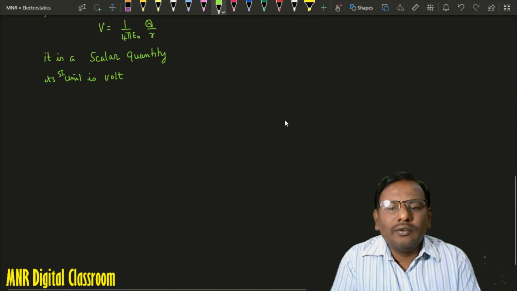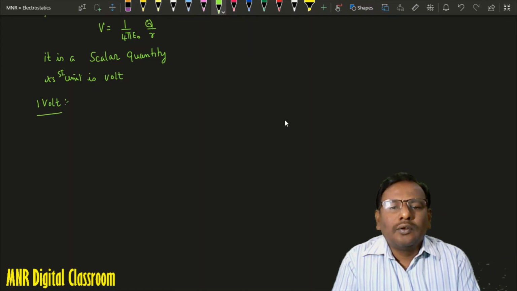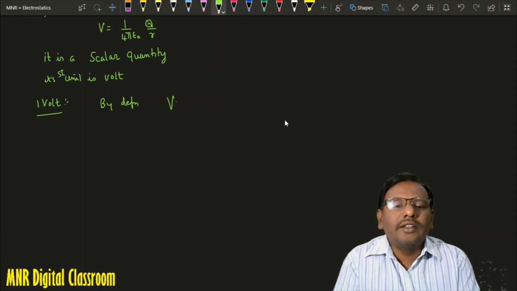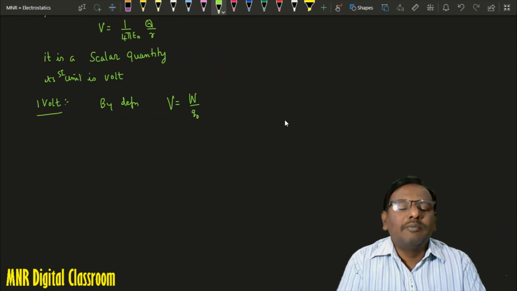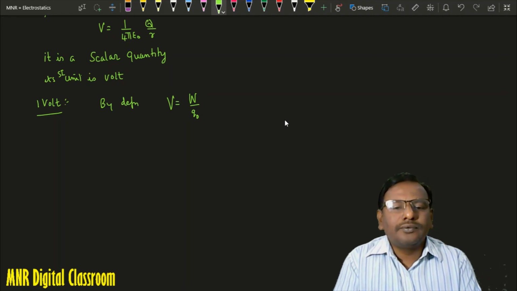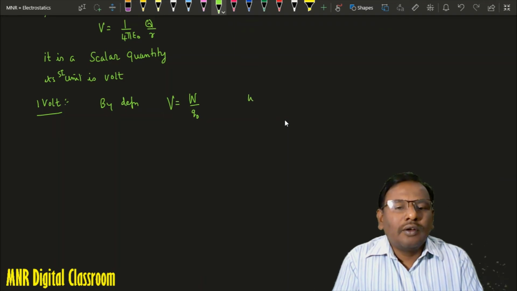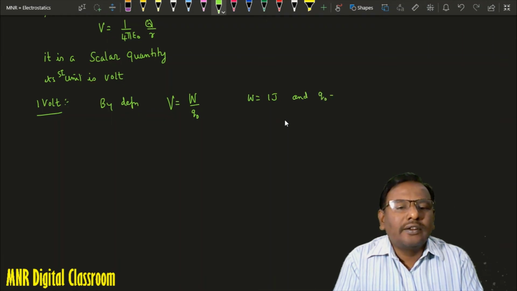Now let us define 1 volt. We know that by definition, electric potential is defined as the amount of work done in bringing a unit positive test charge from infinity to the given point. Therefore, if the work done is equal to 1 joule, and the test charge is equal to 1 coulomb, then the electric potential is equal to 1 volt.